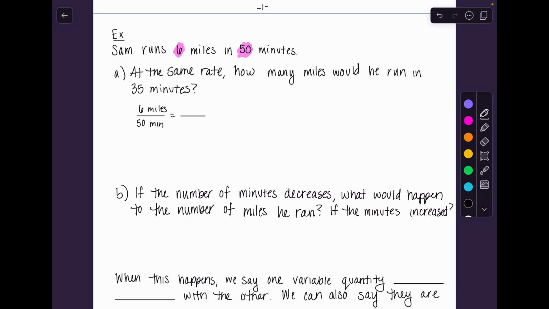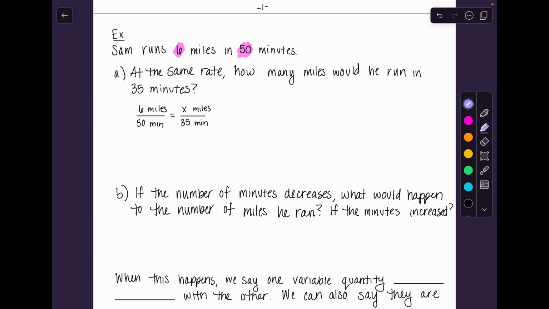Okay. So when I go to do the right-hand side, I want to stay consistent, put miles in the top, minutes in the bottom. We have no idea how many miles he runs, but we want the time to be 35 minutes.